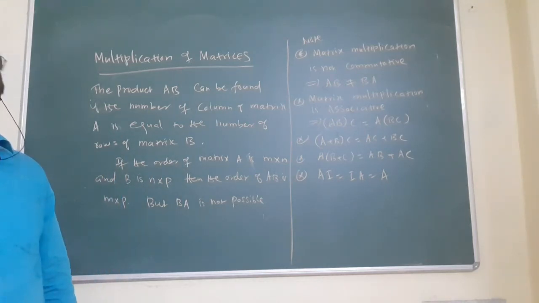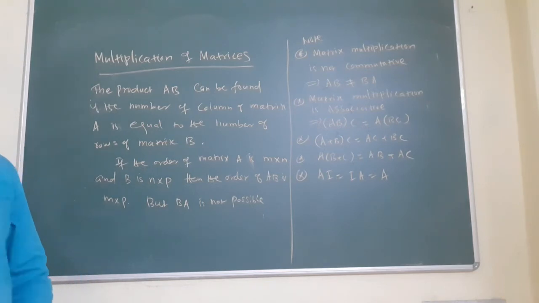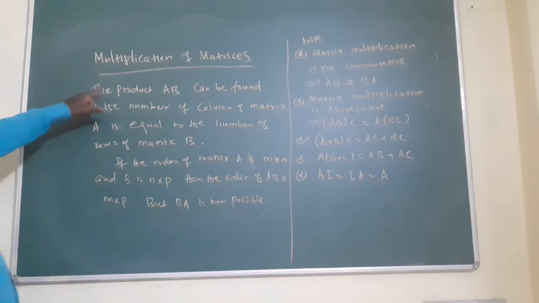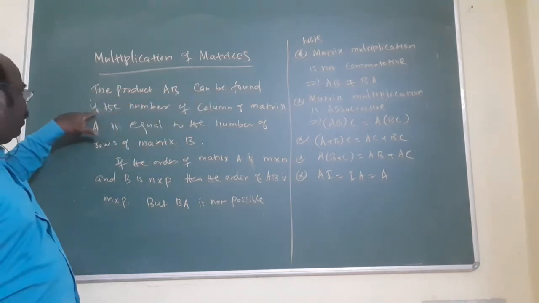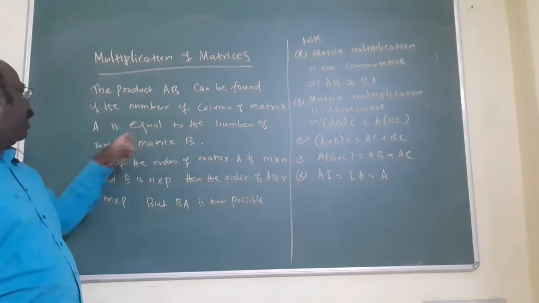Already you know addition and subtraction of two matrices. What I told you? Addition and subtraction is possible when both the matrices have the same order. The division of two matrices is not defined actually. That's why we have only addition of two matrices and multiplication of two matrices. The division of two matrices is not involved here. Not possible, not defined. Now, the product AB can be found if the number of columns of matrix A is equal to the number of rows of matrix B.